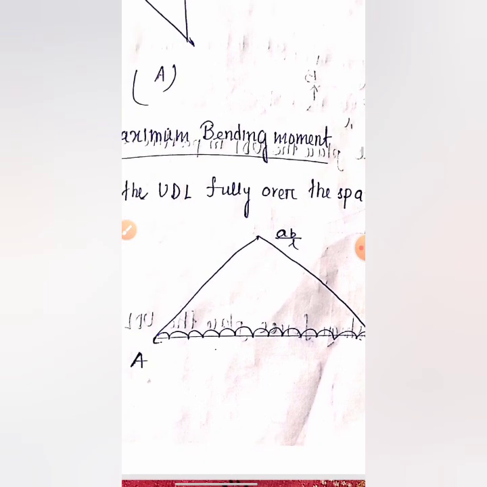Now we'll see that AB is the simply supported beam and the UDL is longer than AB, right? So we can utilize the whole portion of AB, because the UDL is longer than the beam. If we keep the UDL over the whole span of the beam, then automatically the maximum bending moment will occur, right?